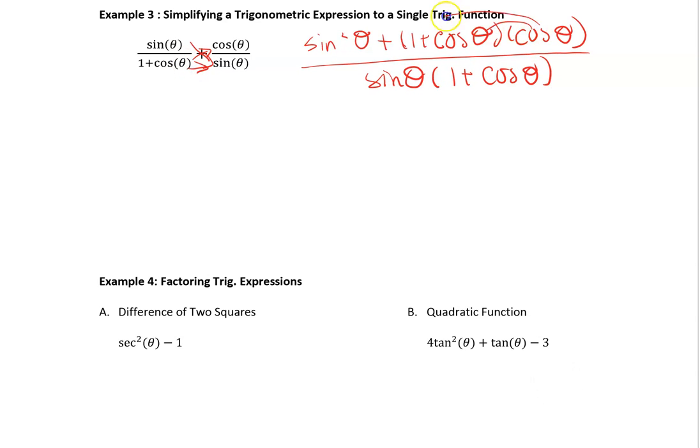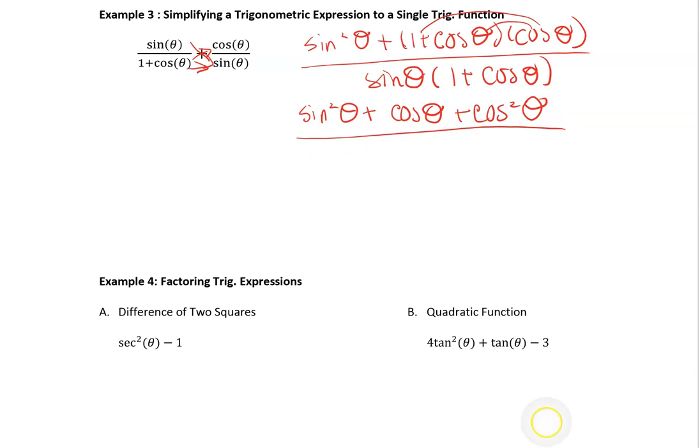Cleaning up the top, I'm going to distribute this in, so that gives me sine squared theta plus cosine theta plus cosine squared theta. Hopefully you're already thinking, oh, Pythagorean identity. And in the bottom, I'm just going to leave it as is, because typically if I have my denominator already factored out, I might see some cancellations later on.